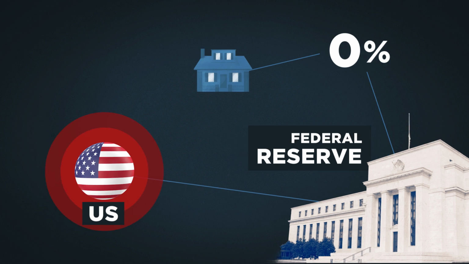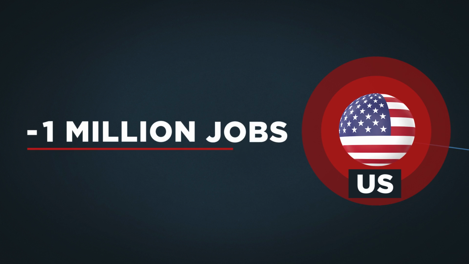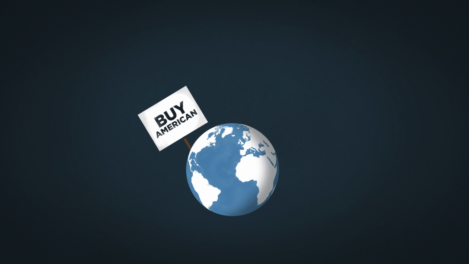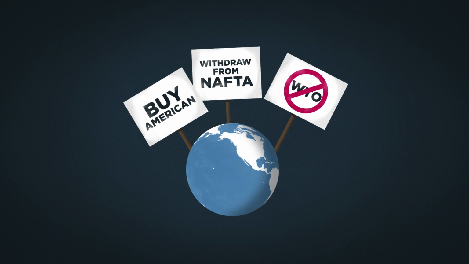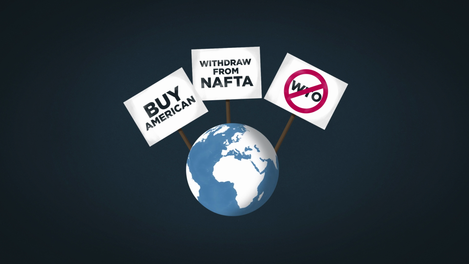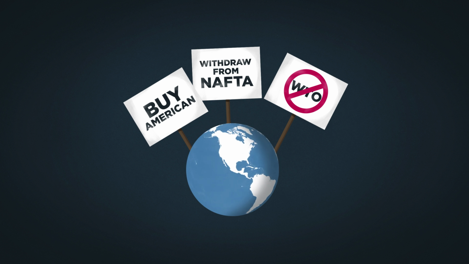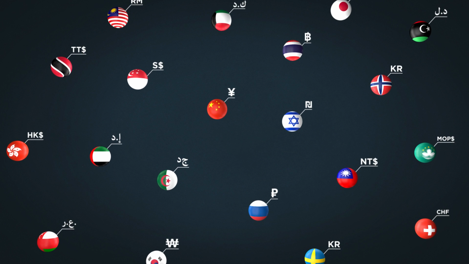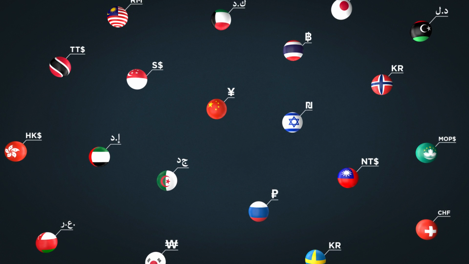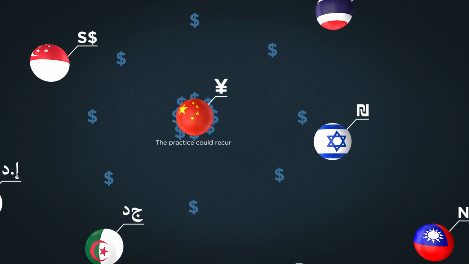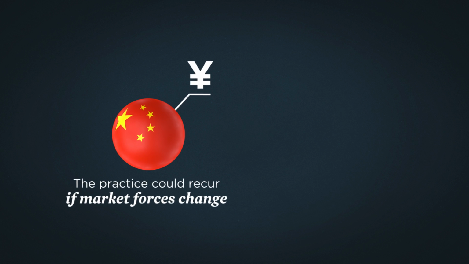Currency manipulation cost the U.S. more than 1 million jobs after the housing crash because it slowed down the economic recovery. These job losses and other economic fallout have fed into ongoing backlash against trade agreements and globalization, seen noticeably in the 2016 election. Although currency manipulation fell to a low level in the past 2 years, and China actually sold off significant amounts of dollars, the practice could recur if market forces change.